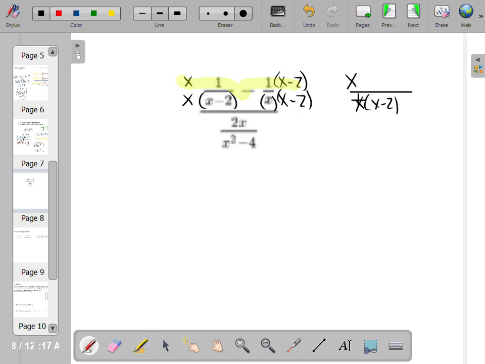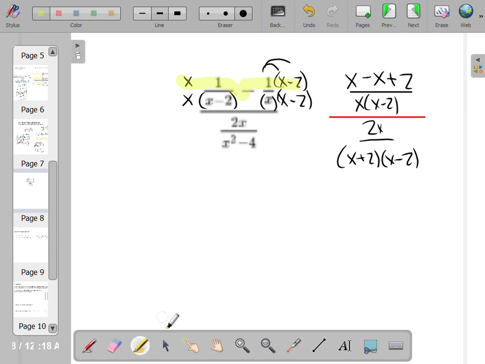X times 1 is x minus, you're distributing, so minus x plus 2. That's the top of the fraction. Okay, there's multiple parts to this thing. I'll get to the bottom in a second. So the bottom is 2x over x squared minus 4. I could probably factor that. Let's just factor it. That's a difference of squares. So let's factor it. X plus 2, x minus 2.